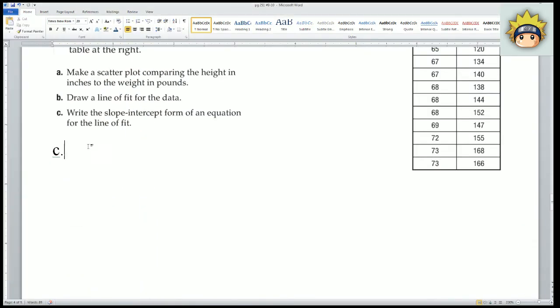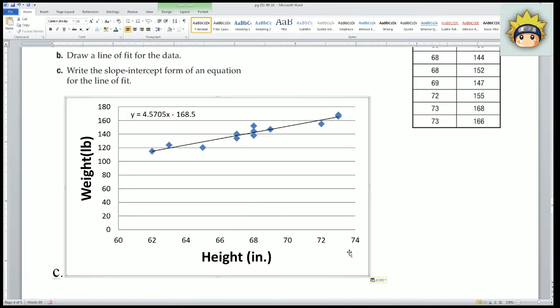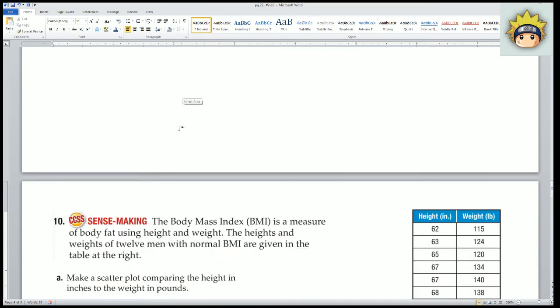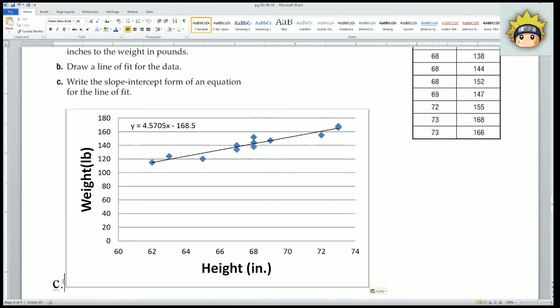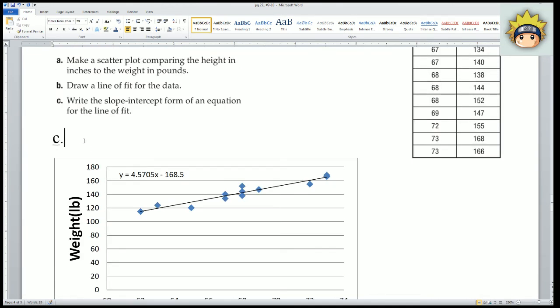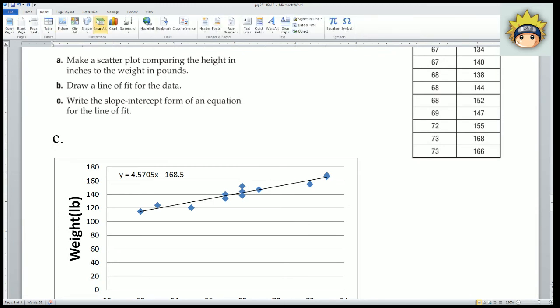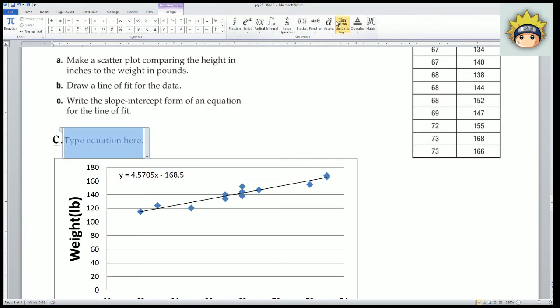Alright, so here's my graph. I made a scatter plot, drew a line of fit, and I have the equation. Let me press enter and give my equation. My equation is y equals 4.5705x minus 168.5. Good. That is my equation in slope-intercept form.